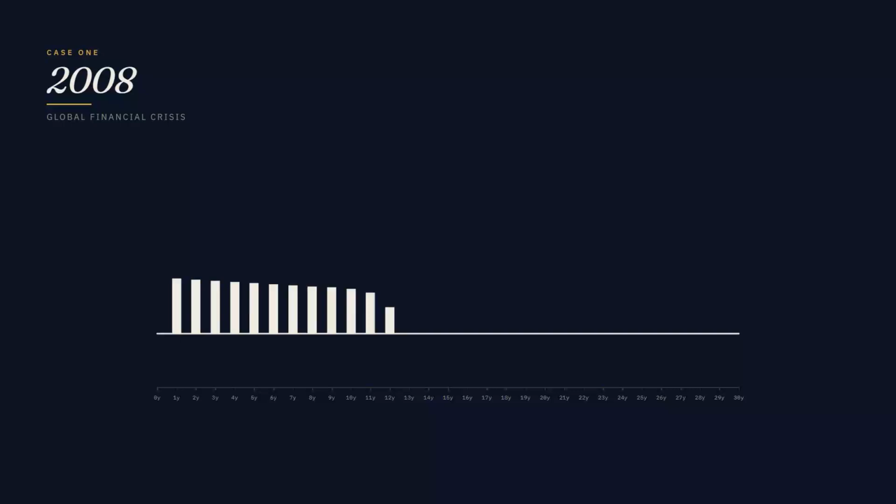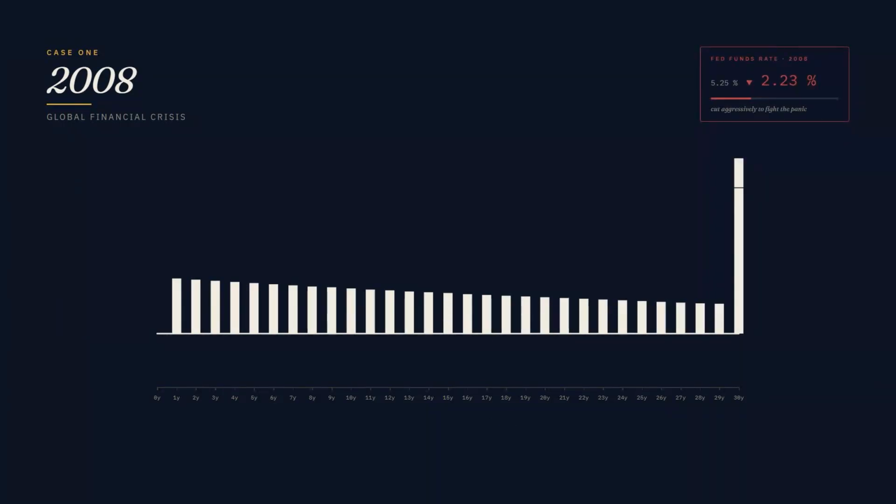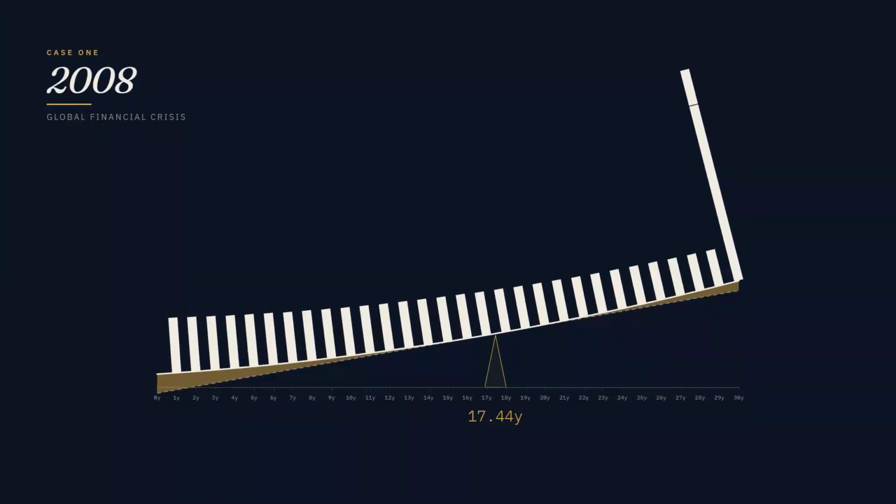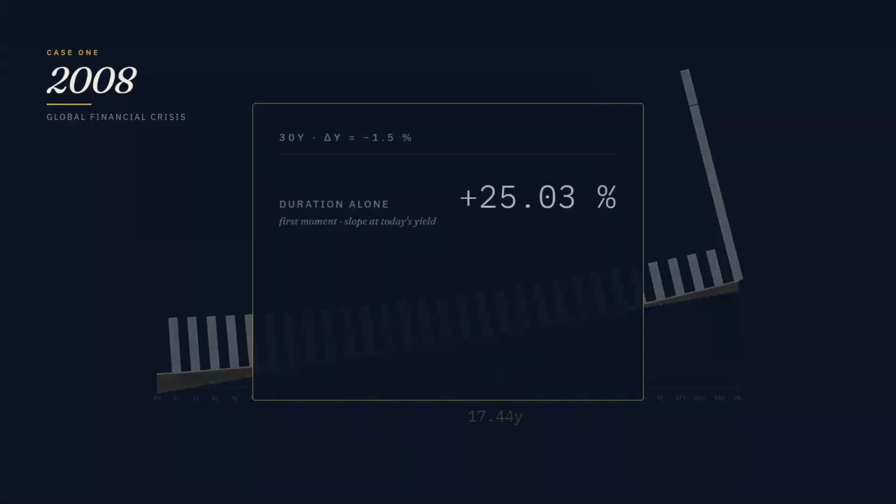The first case is 2008, the year of the global financial crisis. To stop the panic spreading through the financial system, the Federal Reserve cut interest rates aggressively that year, taking them from 5.25% down towards zero in a matter of months. Long Treasury yields followed the Fed down, falling by roughly 1.5 percentage points over the course of the year. Take our 30-year bond and drop its yield from 4.5% down to 3%.